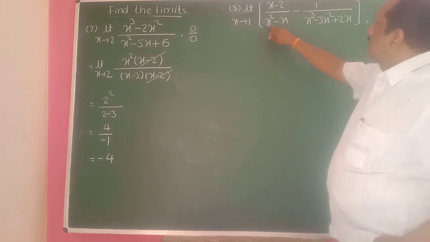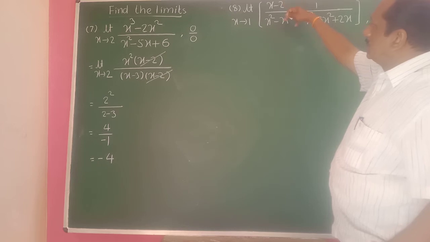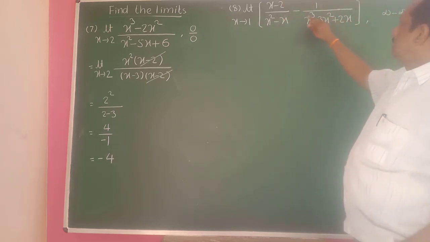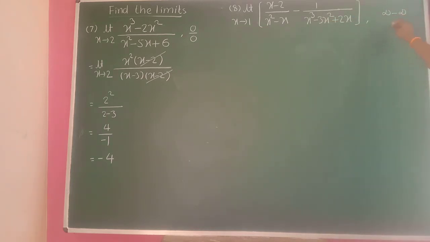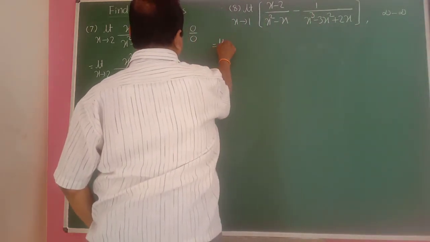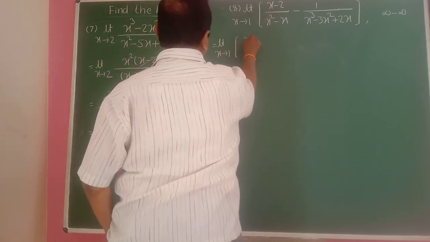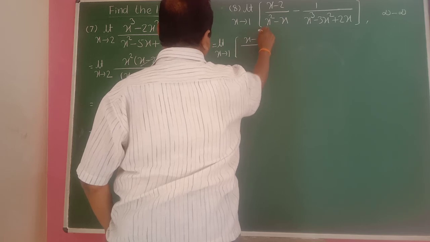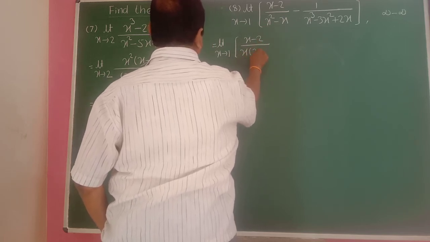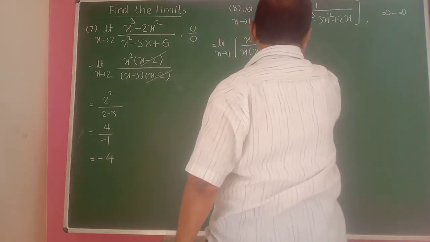If you substitute x value 1 here, this denominator is 0. Any number by 0 is infinity. Even though this denominator becomes 0, 1 by 0 is infinity, so it is indeterminate form here. Therefore, you have to simplify. So this is equal to limit of x tending to 1. Here x minus 2 divided by x is the common factor. In bracket, write here x minus 1 minus 1 upon.